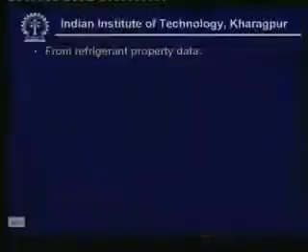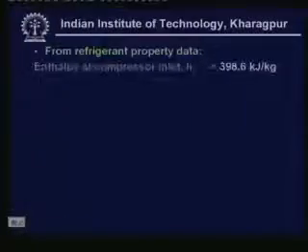This, as I said, is a simple problem. First let us look at the refrigerant property data. You have to find the property data from R134A properties, and it is mentioned that evaporator temperature is 0 degree centigrade and the inlet is dry saturated. So you can find the enthalpy of saturated vapor at 0 degree centigrade, and from the property data you find that this is 398.6 kilojoule per kg.